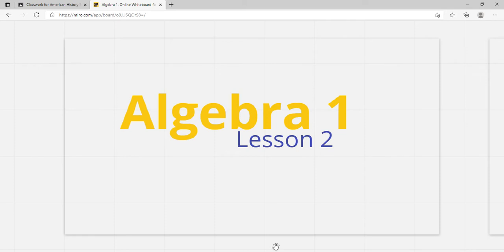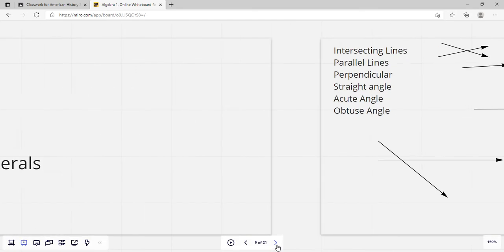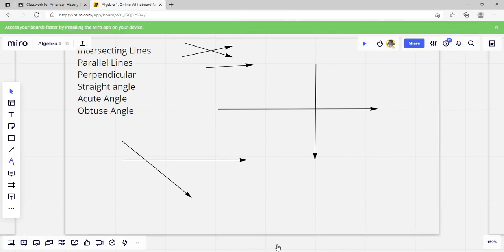Everyone, this is Algebra 1, Lesson 2, and this lesson covers angles, polygons, triangles, and quadrilaterals. So most of this should be review of a bunch of geometry concepts. Alright, so the first one is intersecting lines. So these are just a bunch of terms that you guys need to know.